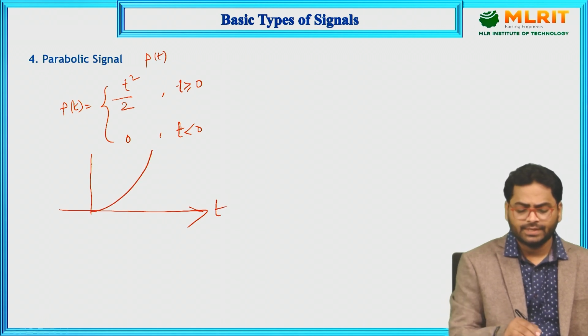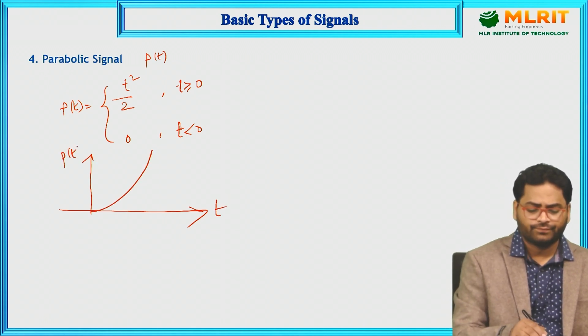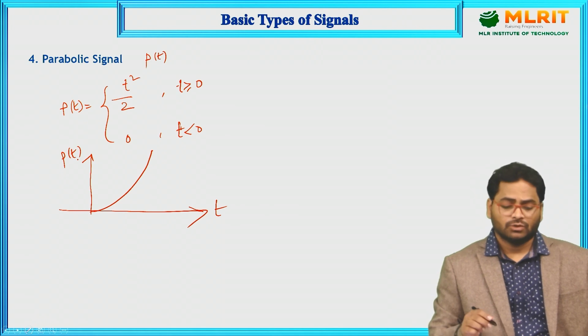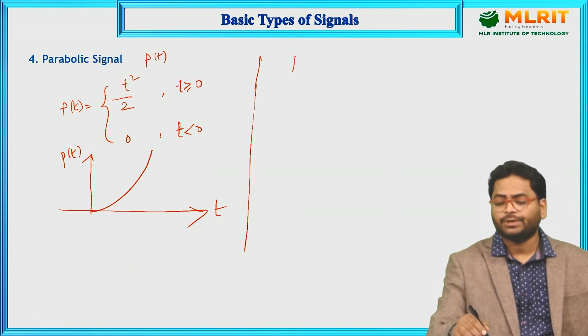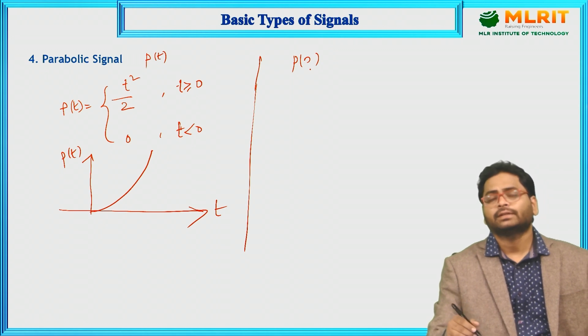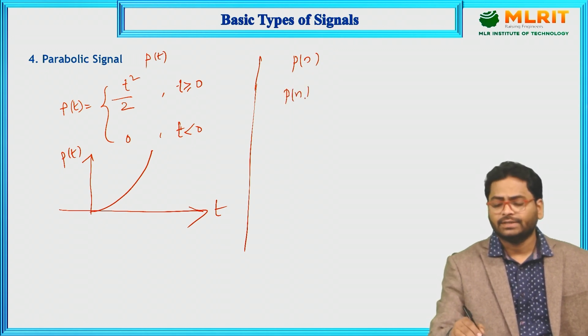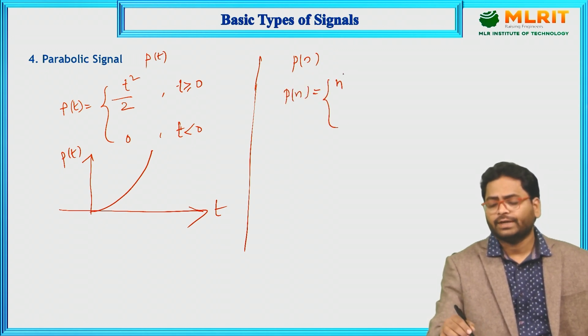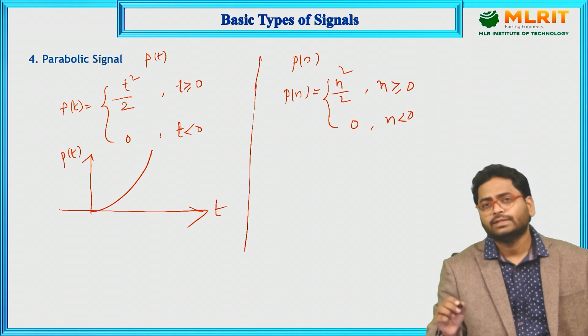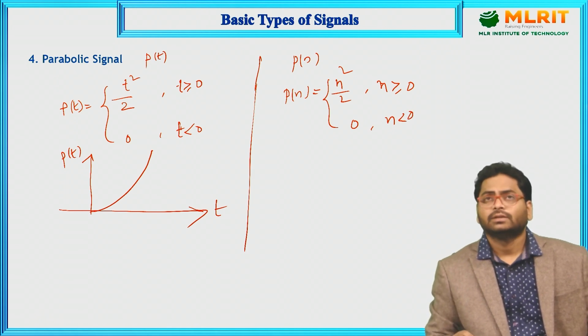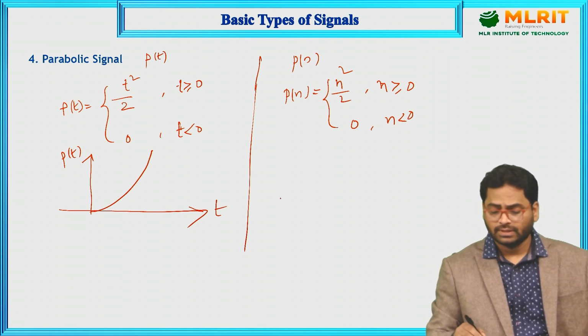When it is t, this is p of t. Now comes to the discrete domain. So how could it look like in the discrete domain? p of n. This is a discrete domain. Then p of n is equal to n squared by 2, where n is greater than or equal to 0, and 0 where n is less than 0. This is a discrete time signal, that is a parabolic.